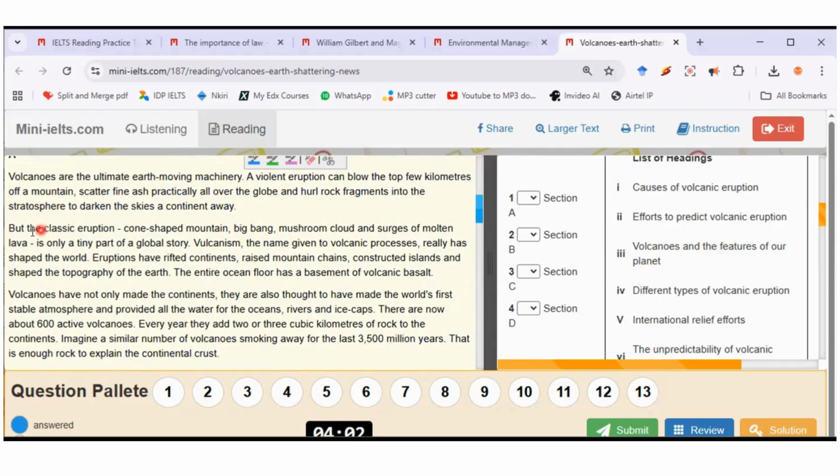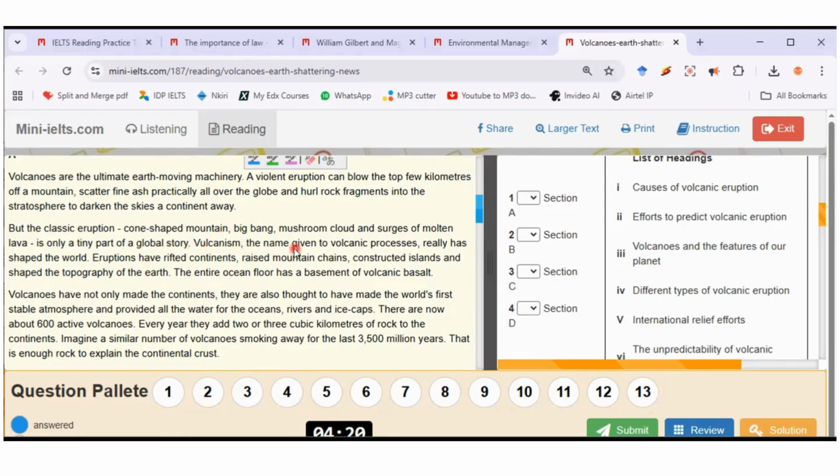Okay, let's go on. But the classic eruption, cone-shaped mountain, big bang, mushroom cloud, and surges of molten lava is only a tiny part of a global story. What's the meaning of global? Something that happens all over the world.